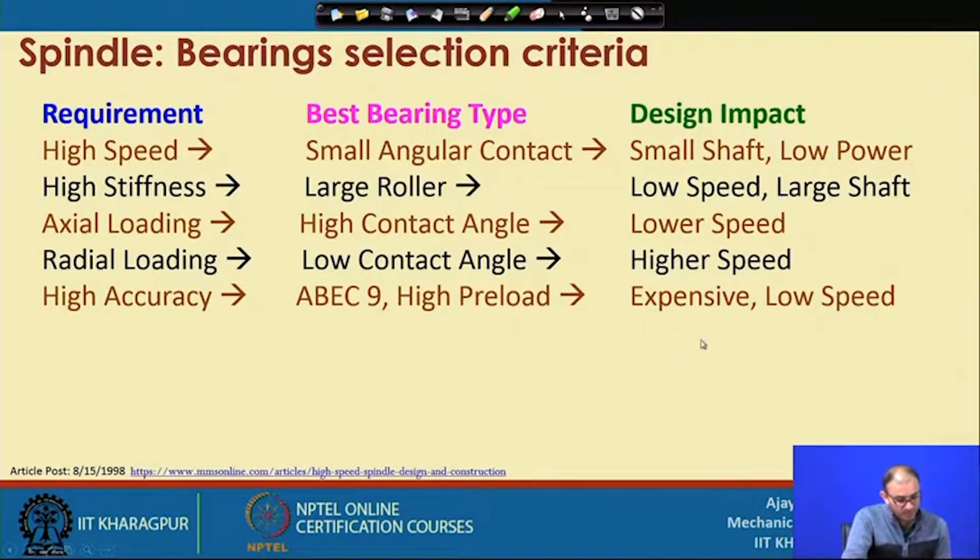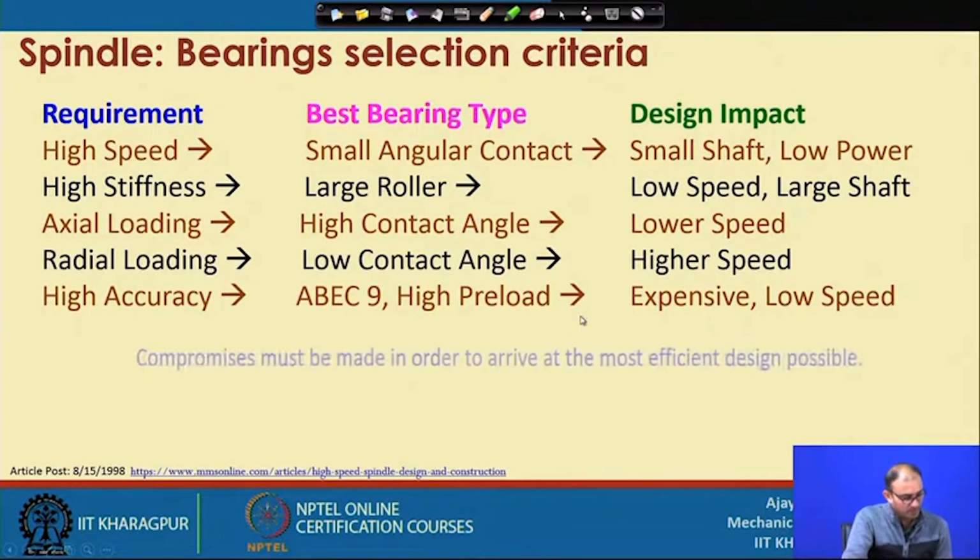But there are problems associated with this, because if you are increasing the accuracy to ABEC 9, then such bearings are very expensive, because you have to spend more time refining the dimensions and making them more and more compact, within tight tolerances. But you cannot go with high speed, because if your preloading is very high, then you have to sacrifice the speed. So, these are the problems.